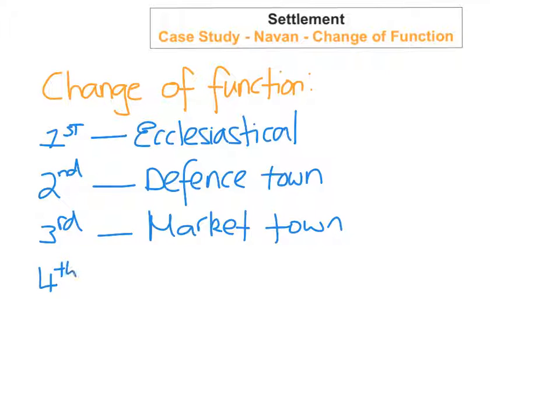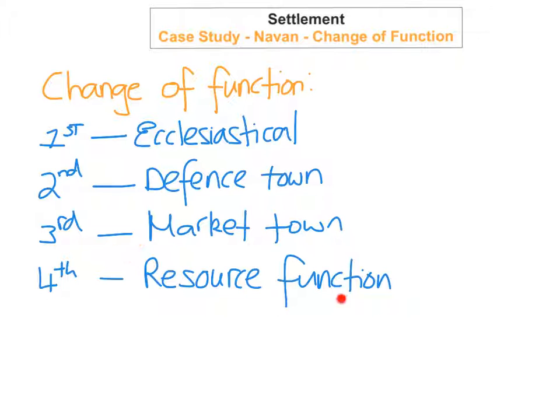We could say the fourth function is very much a resource function, and the reason why it turned into a resource function was because they found and located a mine. The mine is called Tara Mines, and because of all its zinc and lead, this created a huge amount of resources that needed to be extracted, and therefore lots of jobs were created, and people moved to Navan to secure a job in Tara Mines.